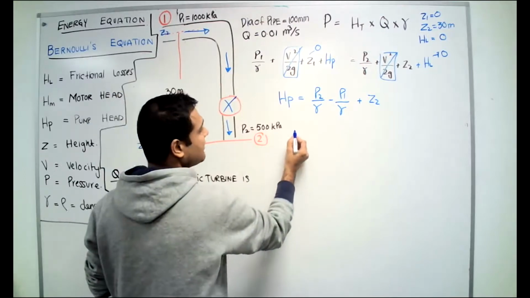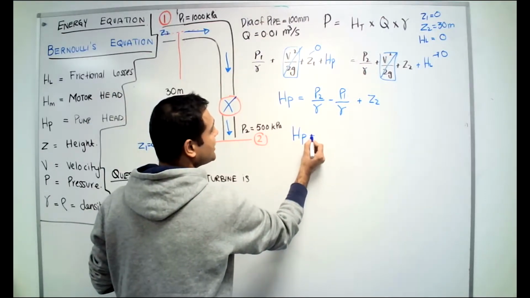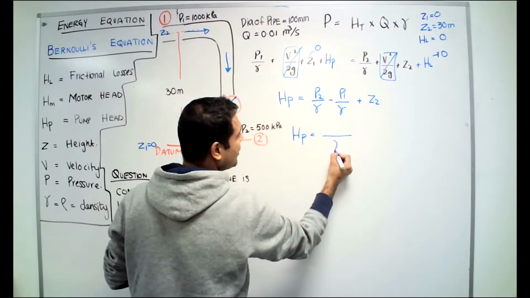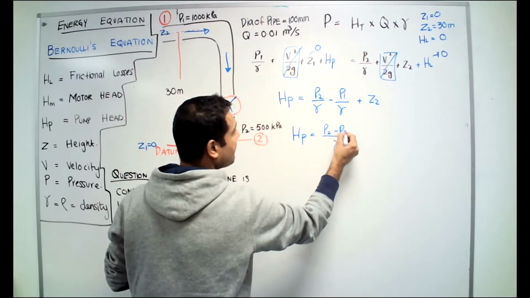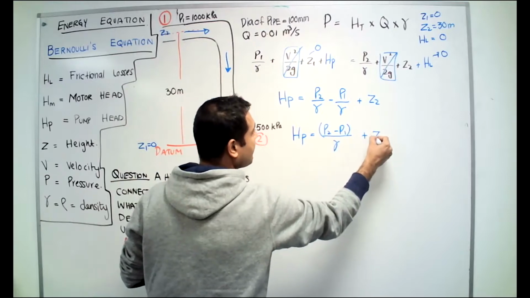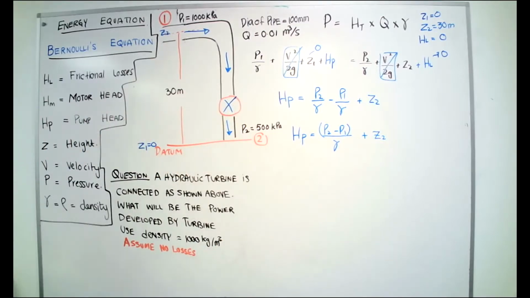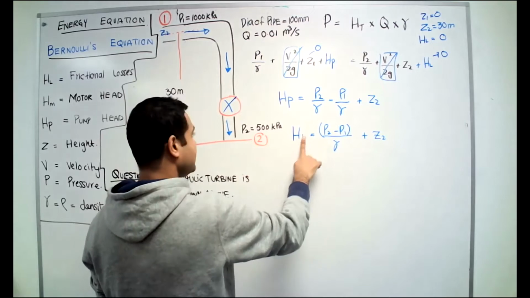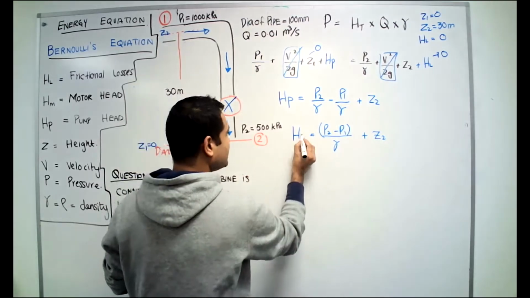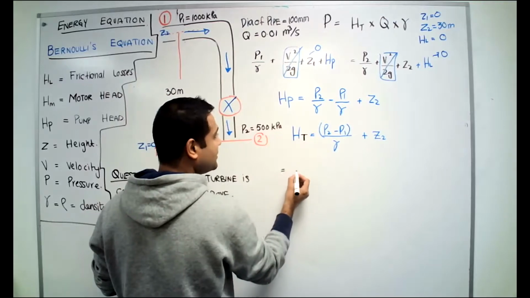If I can simplify the equation, I can call that one HP. If I take this one common, I got, that's Z2. So this is my equation. Now I can put in the values and then I can get the answer. Now HP is the same as HT, so I just replace this value with HT. Now let's put the values.